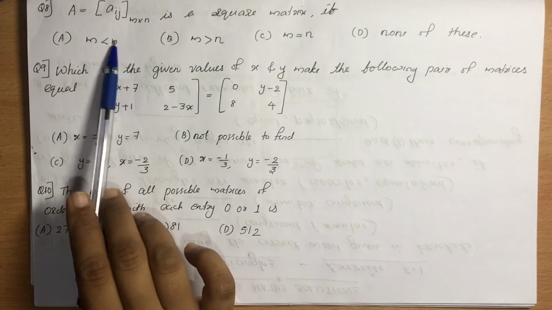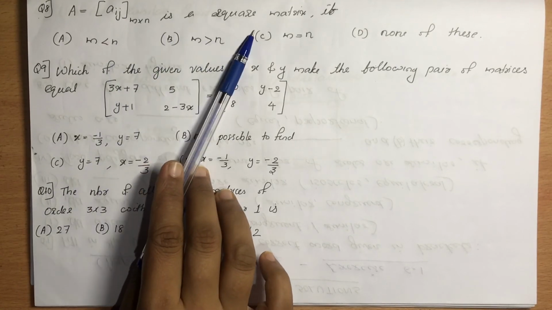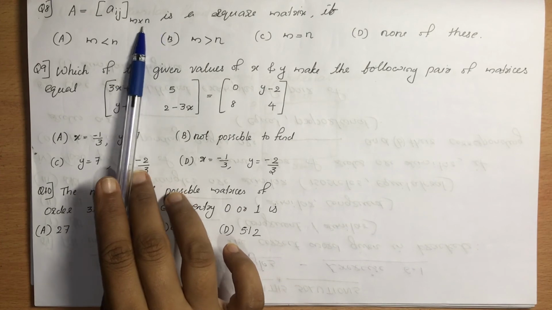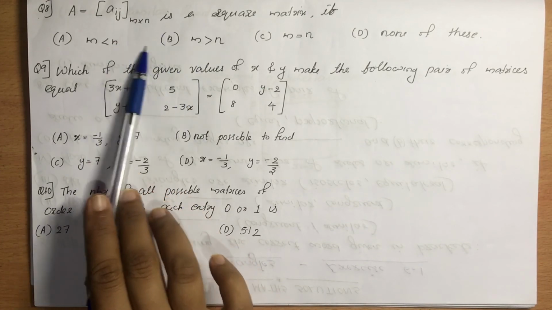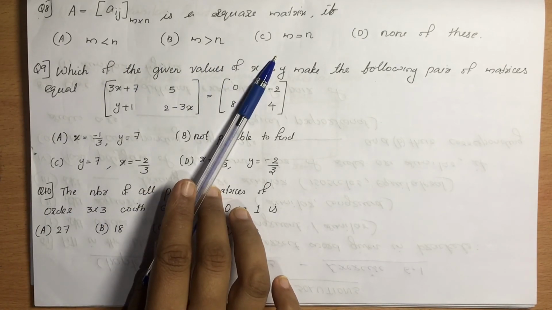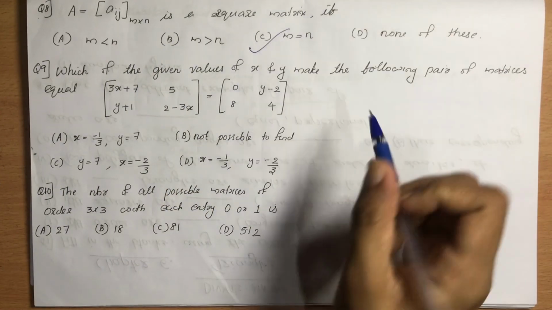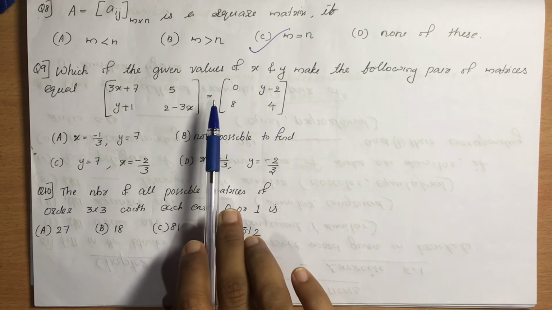Question number 8. A equal to Aij m by n is a square matrix. Square matrix means what? This m and n should be equal, right? Number of rows should be equal to number of columns. So what is the value? M less than n, m greater than n or m equal to n. If it is a square matrix, the number of columns is same as number of rows. That means m equal to n. For square matrix, what is the option? M equal to n. Correct.